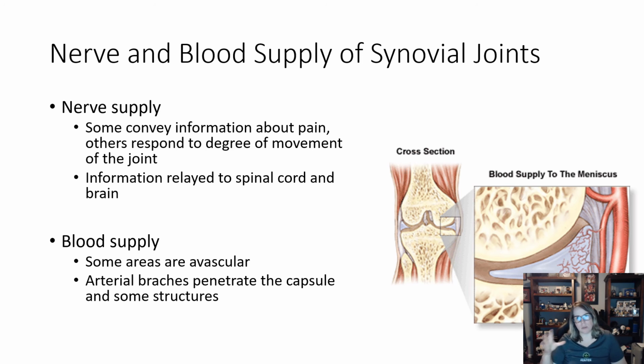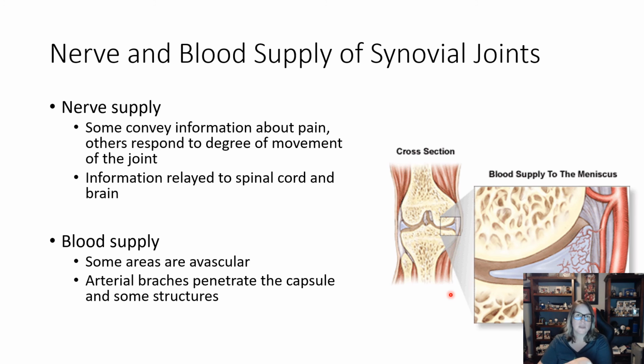Some areas we talked about with the meniscus, no vasculature. Other areas are a little bit higher. As you can see here, the outer surface of the joint has more vasculature than the inner portion.